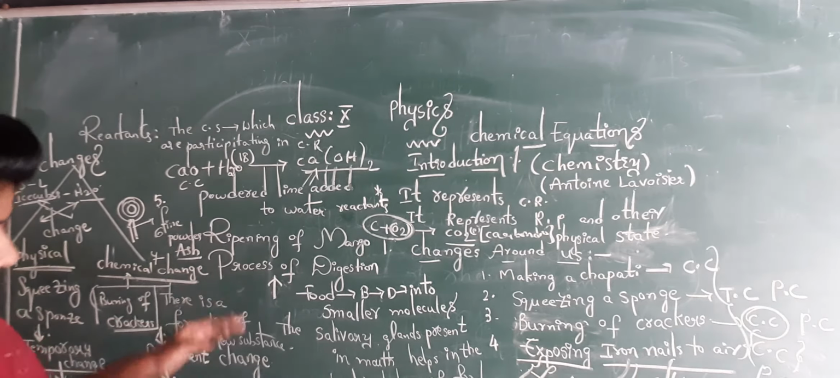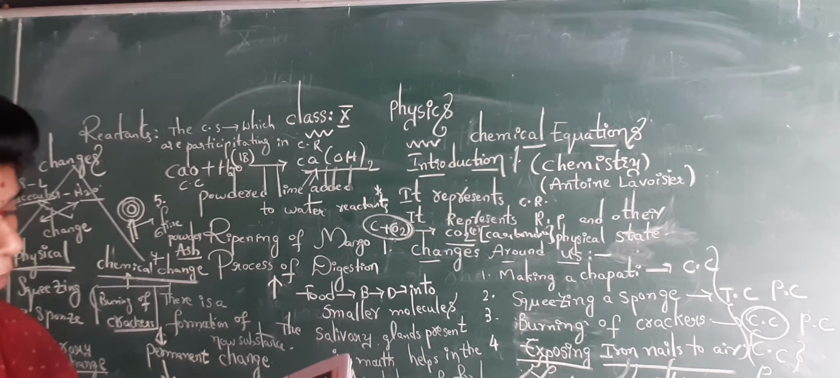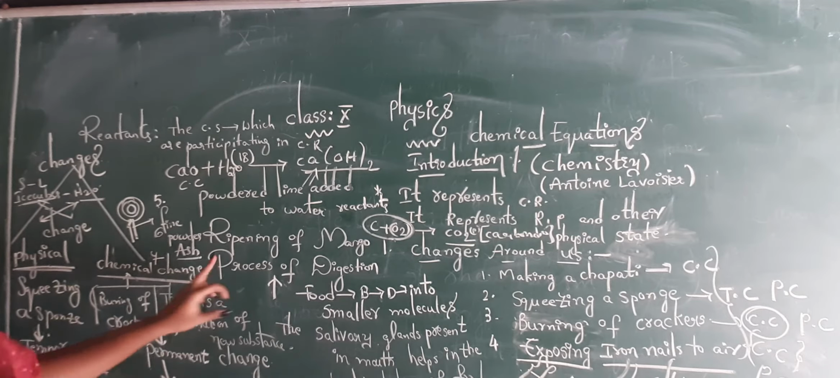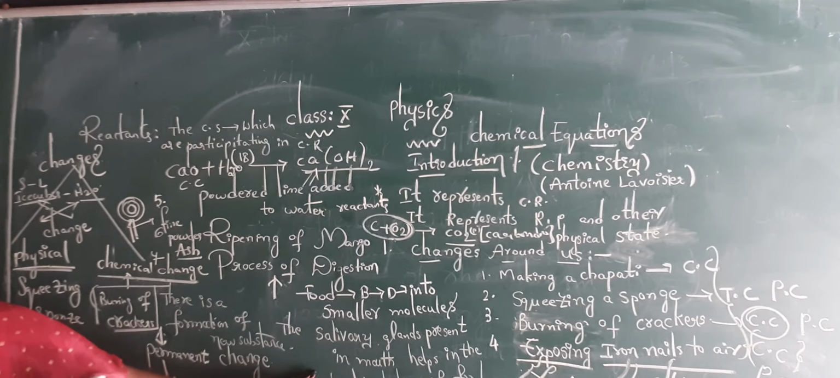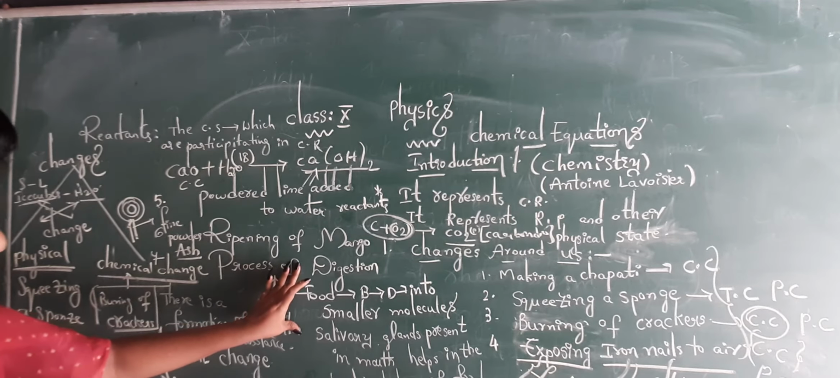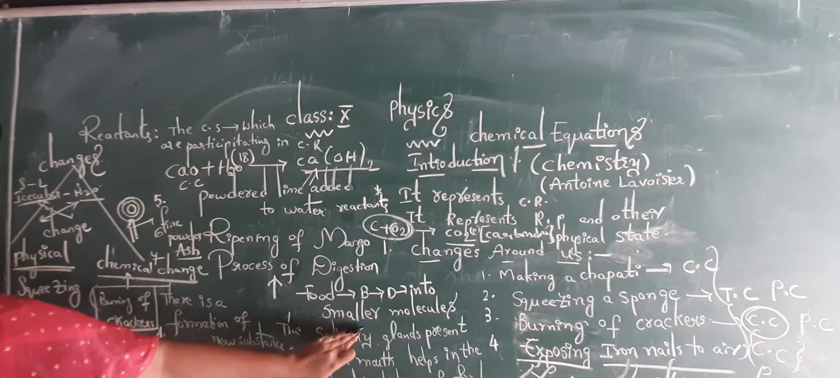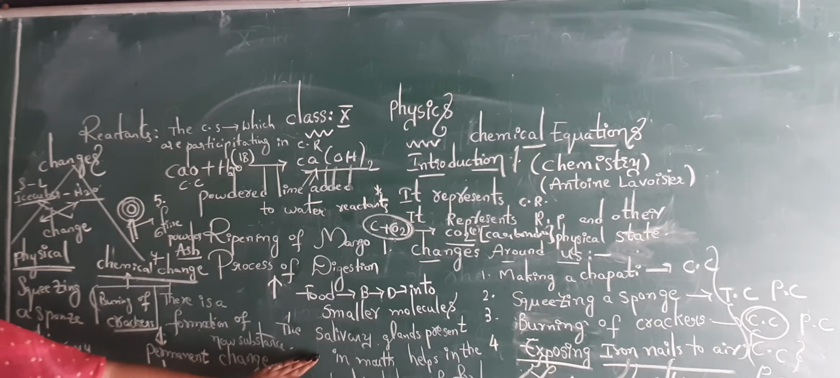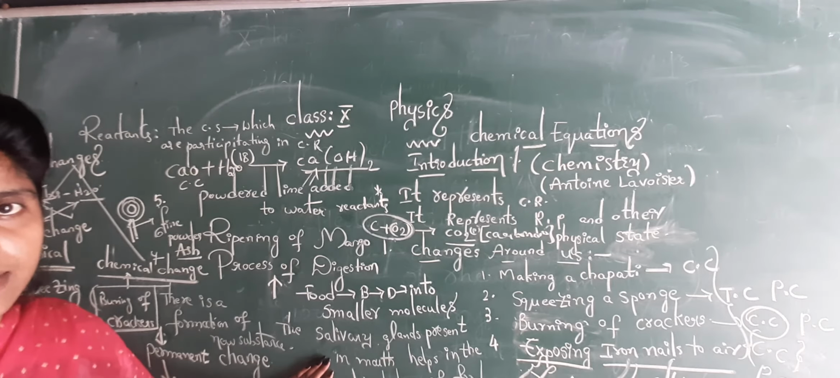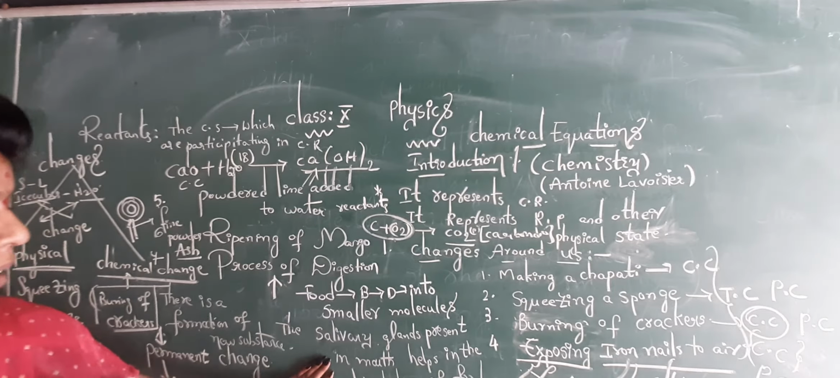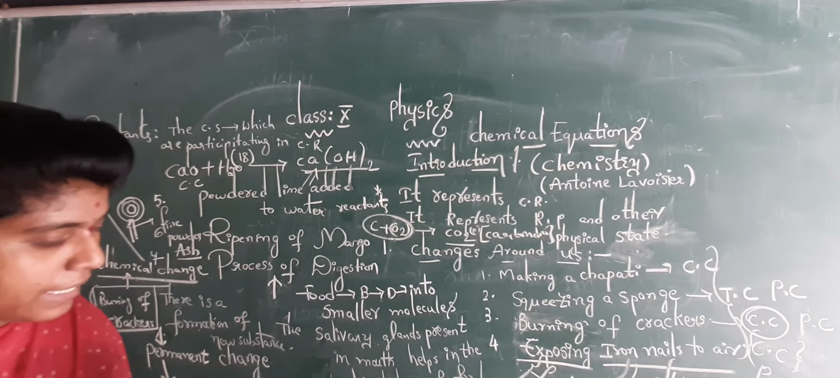Next, one more example is the process of digestion. The process of digestion comes under chemical change. Why? Because the food materials break down into smaller molecules. Similarly, the salivary glands present in the mouth help in the breaking down of food materials.